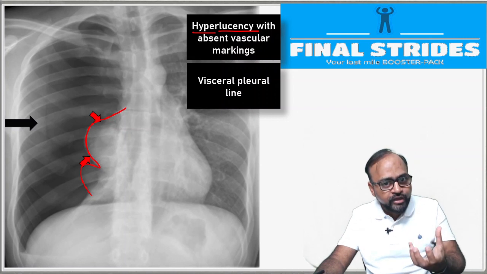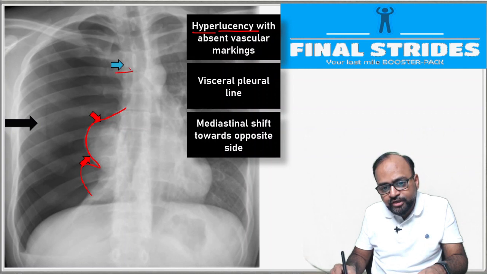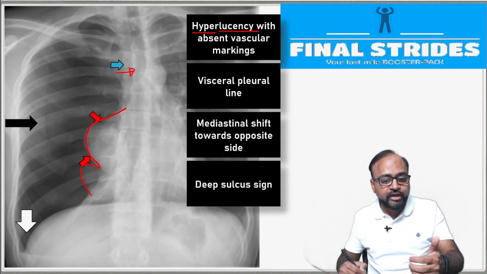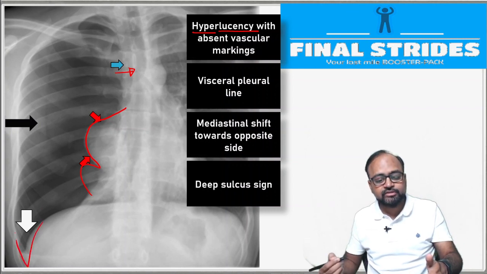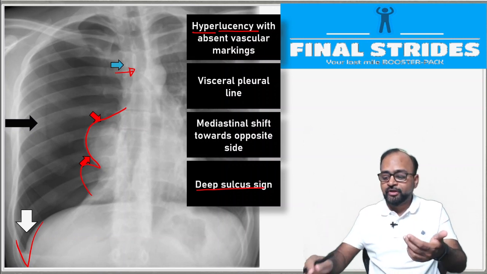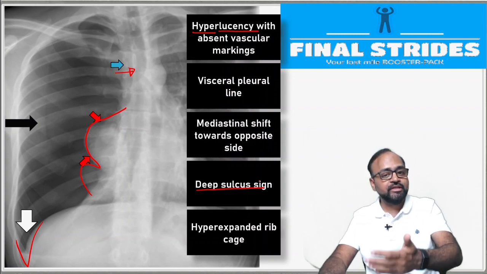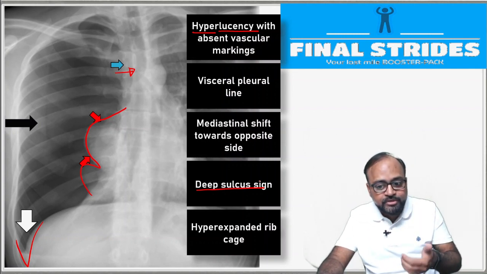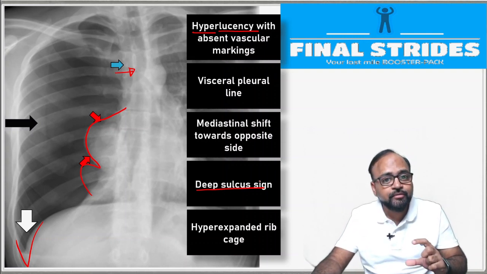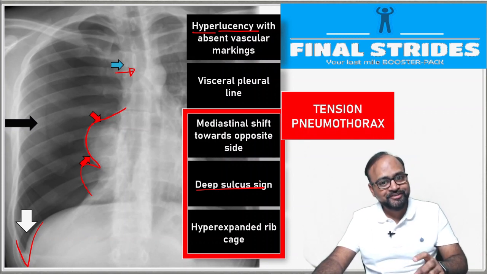Then because there is a lot of air within the hemithorax at a very high pressure, it is going to slightly shift the mediastinum towards the opposite side. Similarly, it is going to push the diaphragm down, so the ipsilateral costophrenic angle sulcus appears very deep. This is what is called the deep sulcus sign, and there is going to be slight over expansion of the rib cage. As in this patient, you can see mediastinal shift, a deep sulcus sign, and slight expansion of the rib cage. All these three mass effect features point towards the diagnosis of tension pneumothorax.